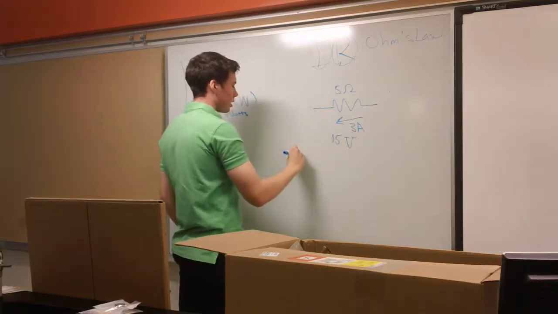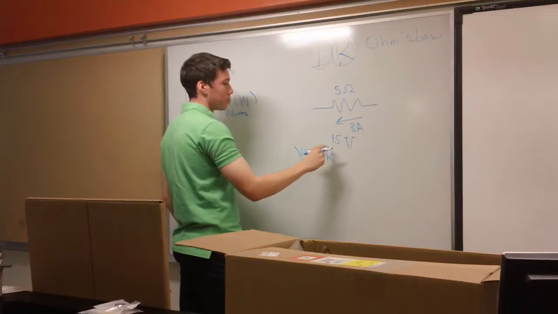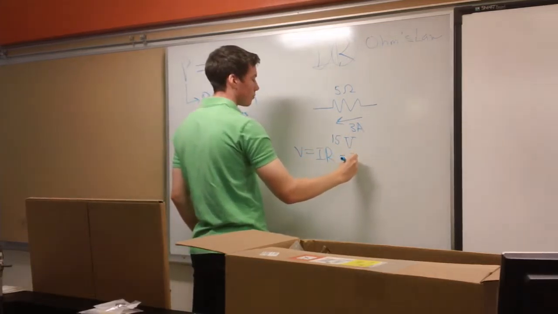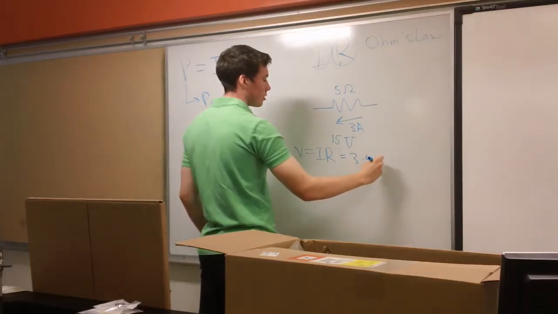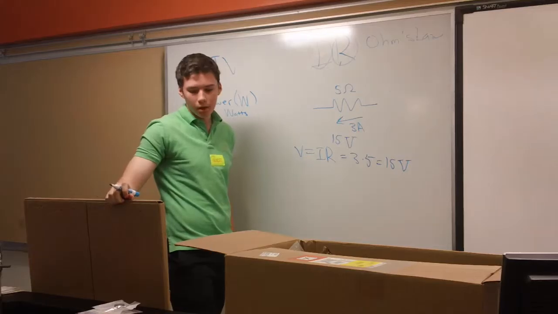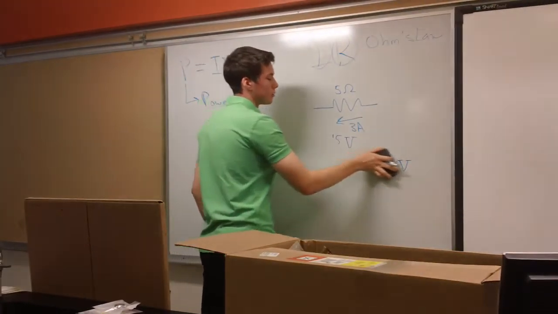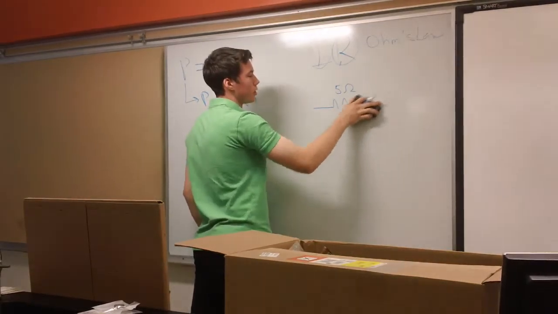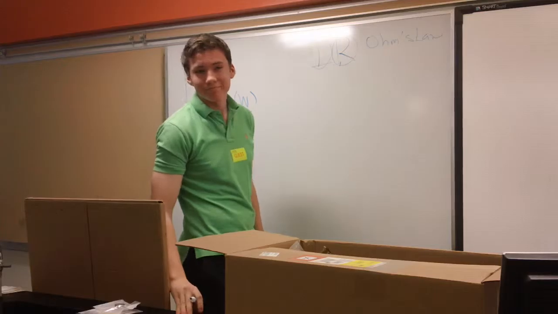And again, it's V equals IR. I, the current, was 3. R, the resistance, was 5. So that's 15 volts. And now, we solve for the current. We solve for the voltage. Can you guess what we're going to do next? Solve for resistance.